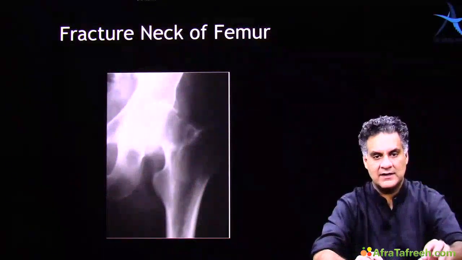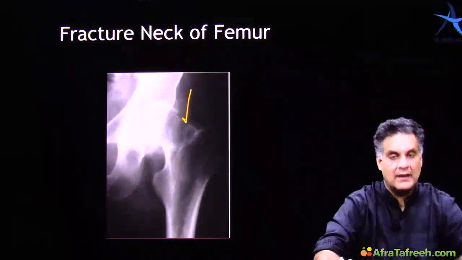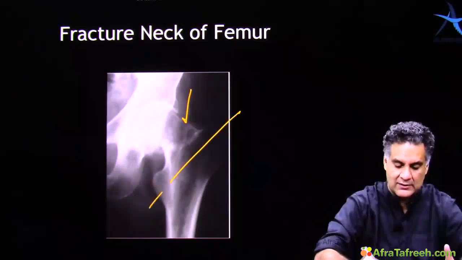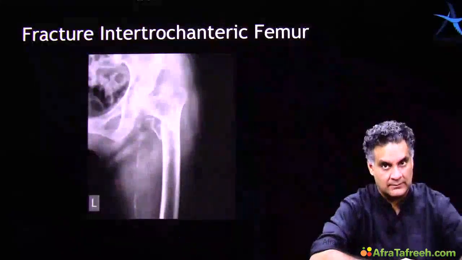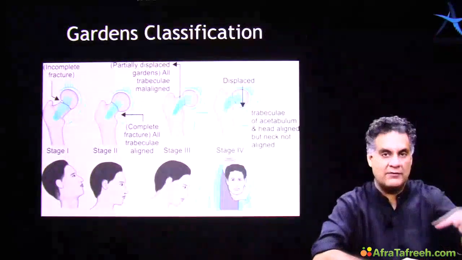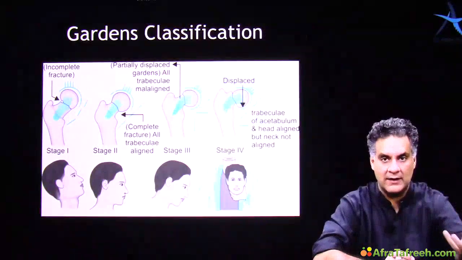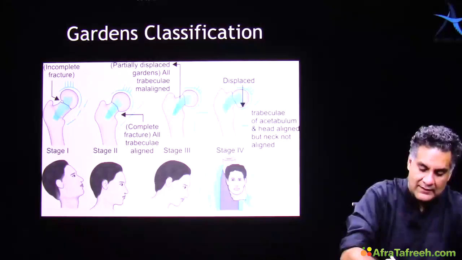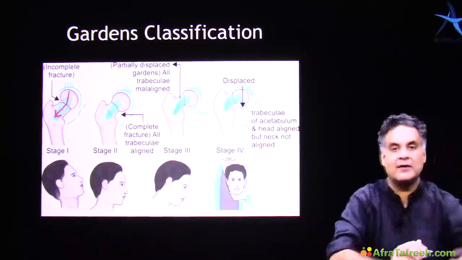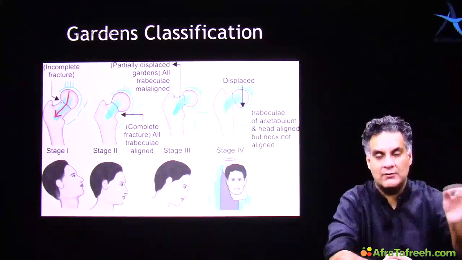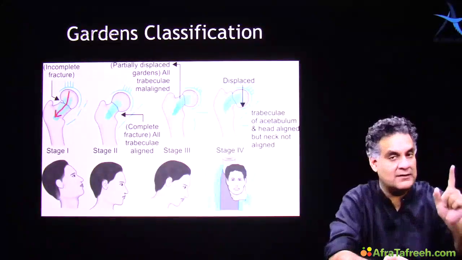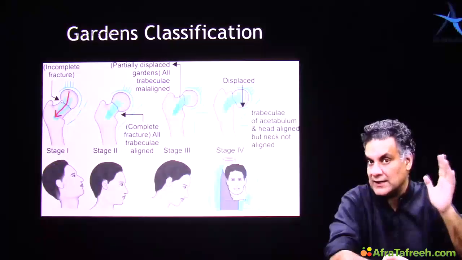This is called a fracture neck femur, a disruption. And then you can also have a fracture in the intertrochanteric area, which is extracapsular. When I look at the neck femur fracture, it is classified according to trabeculae. When there is only a valgus between the head and the neck trabeculae, it's called type 1, Garden stage 1, which is an incomplete fracture, but there is a valgus. So the trabeculae are not aligned.